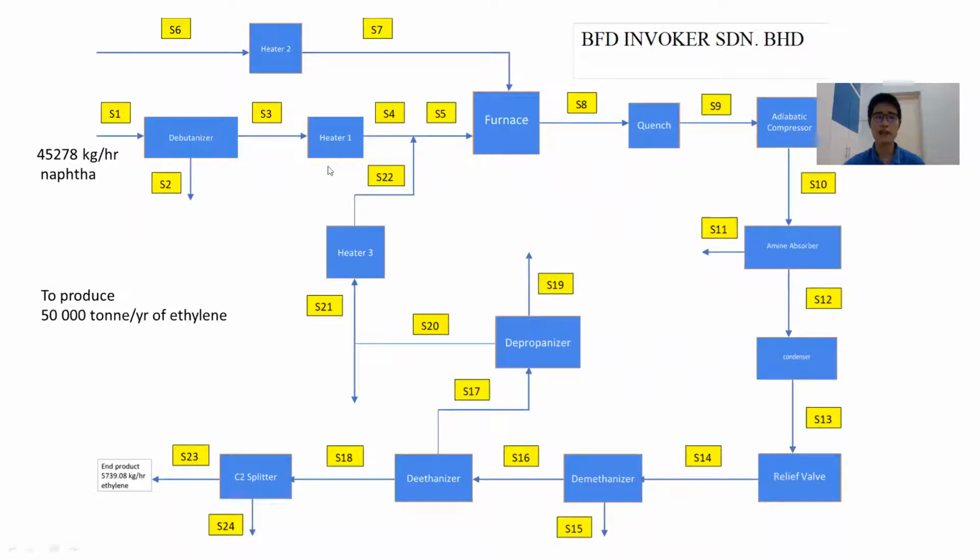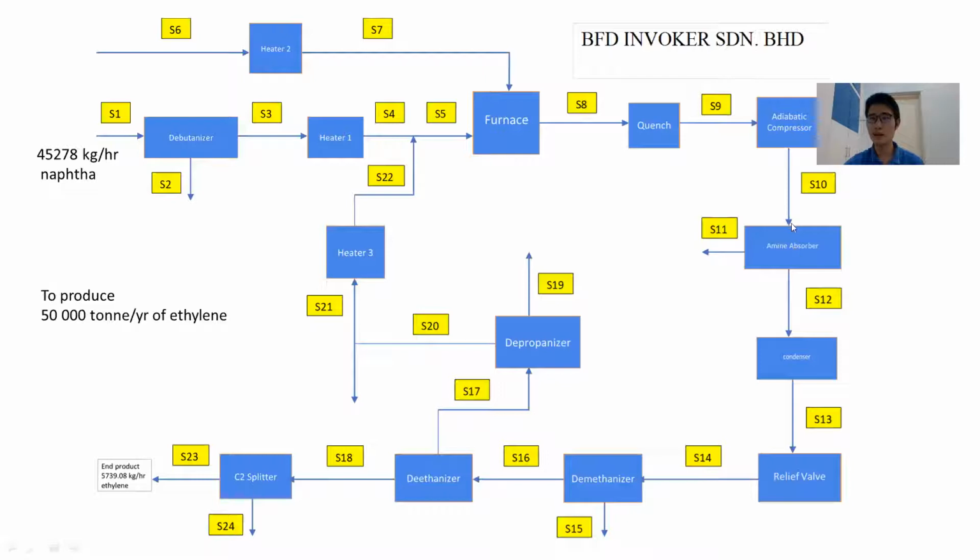After that, it will enter the heater to heat up the temperature in order to enter the furnace. Heater 2 is to heat up the carbon dioxide in order for the higher temperature carbon dioxide to enter the furnace. After that, the flue gas will enter the quench. After that, it will be compressed in the adiabatic compressor. After that, it will be separated.